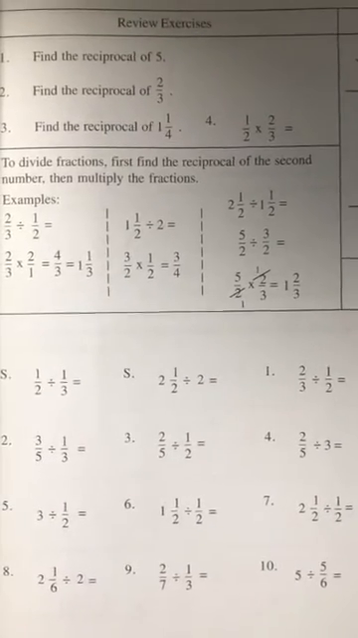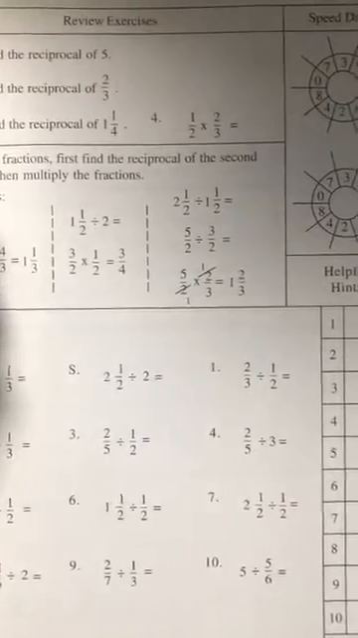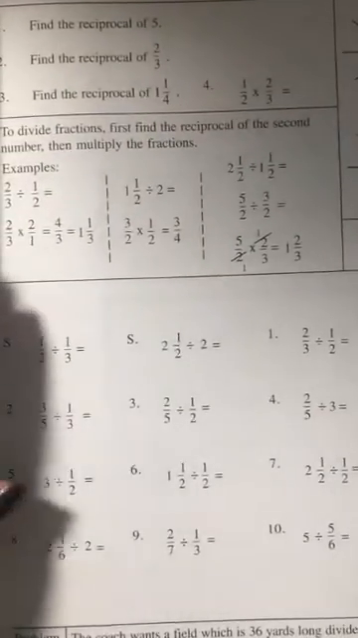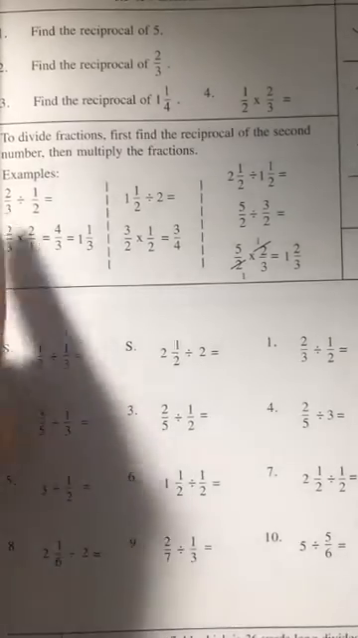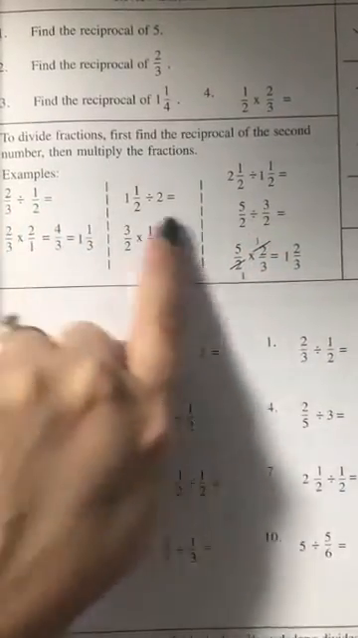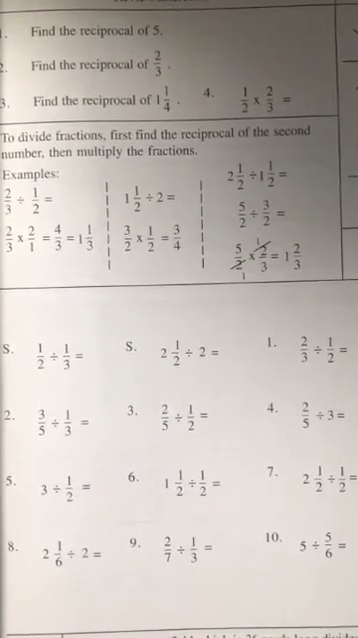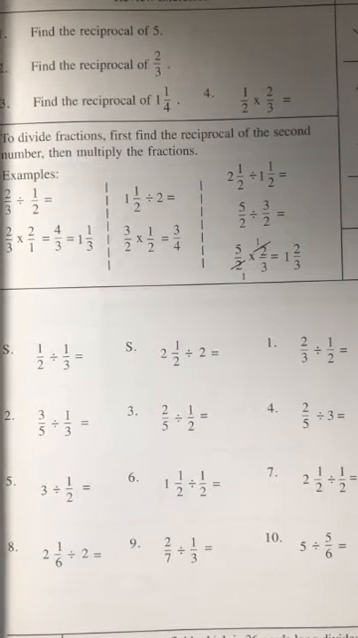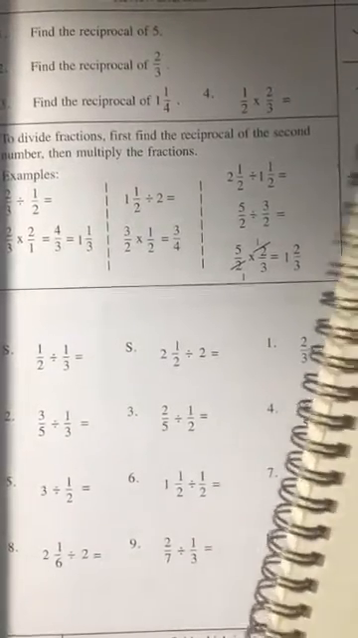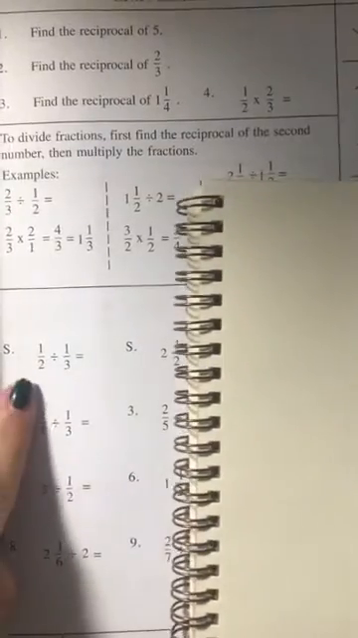So here for page 41, after you complete your review exercises and speed drills, we're going to start here with our samples. Now, the book gives you a few examples up here, but it doesn't show you every single step. So we're going to do them together. And what you're going to notice is when you divide fractions, you're actually not doing much dividing at all. And this is why. To divide fractions, you have to find the reciprocal of the second number, then multiply the fractions. So here for sample 1, we're going to do this one together.